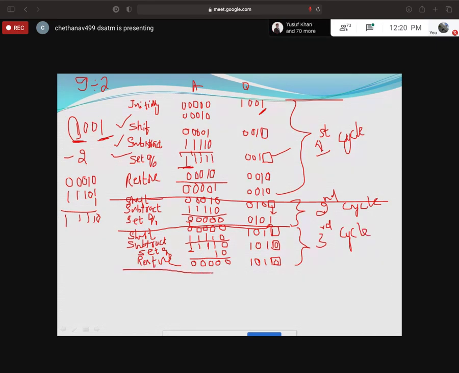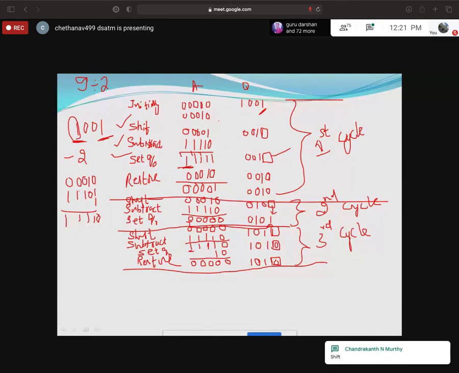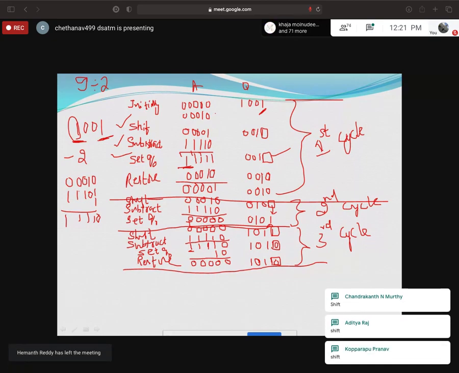Okay. So next is the last cycle, the fourth cycle, right? Because your dividend will be 4-bit. So should we go to the fourth cycle? Yes. Okay. Fourth cycle. What is the first step? What is the first step now? Exactly. Shift. Shift towards the left side by 1 bit.